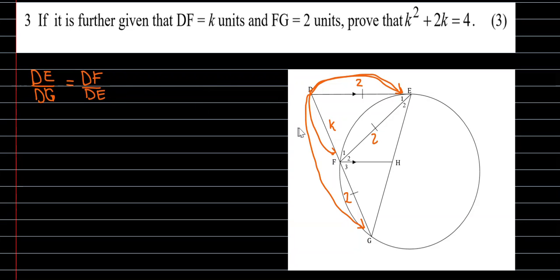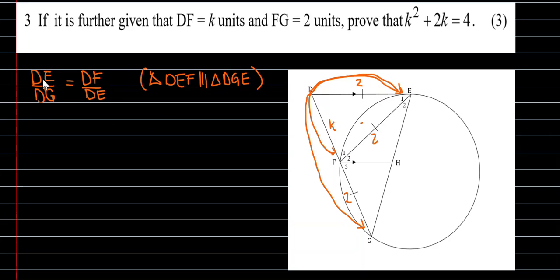Okay, so now if we substitute these values, this is what we're going to get. So let's just substitute the values. We did this because of what? Because these two triangles were similar. We're just going to say because this triangle DEF was similar to triangle DGE, right? Then we're done.